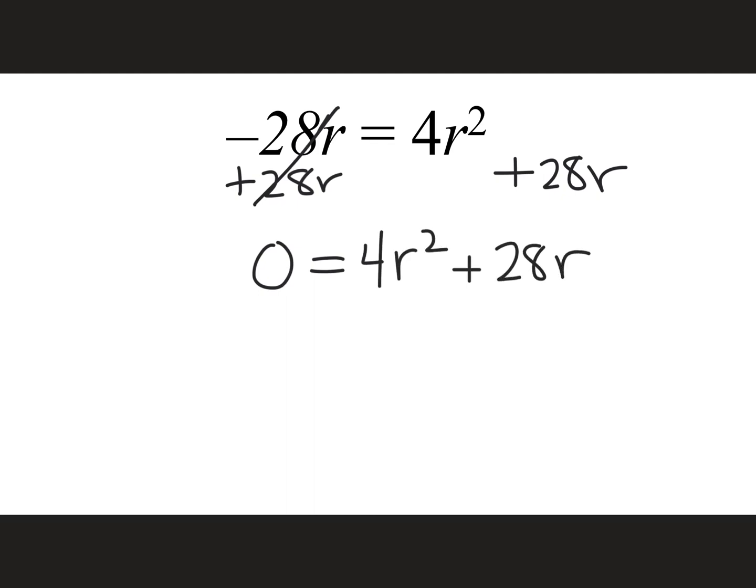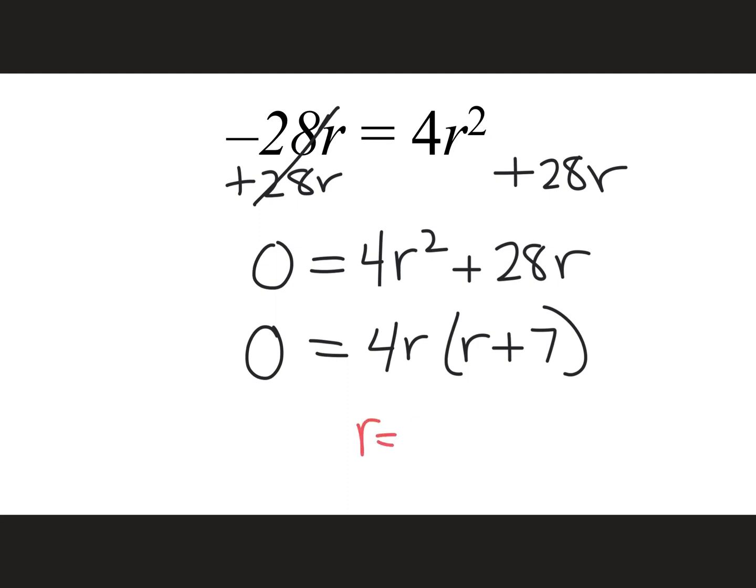All right, the next step is to find the greatest common factor, just like we did in the one before, and they both can be divided by a 4. So I'm going to pull the 4 out, and an r. And then inside, I'm going to have an r plus a 7. Okay, now I can solve. And again, if it's a monomial, then the r is just going to equal 0. And then in this case, r equals negative 7.